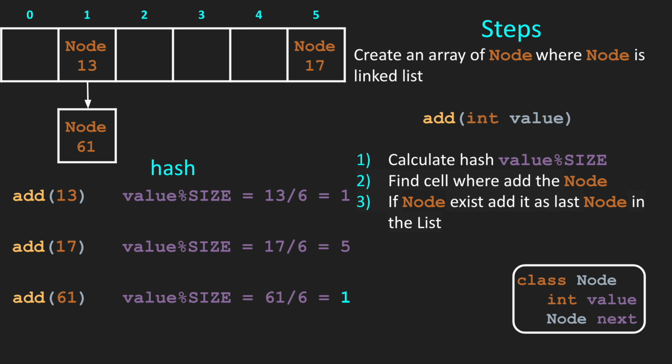We are not adding that, because our hash map should preserve uniqueness. If it's not there, as in the case of the 61, then we are adding that as a new node and our current node points to that node.